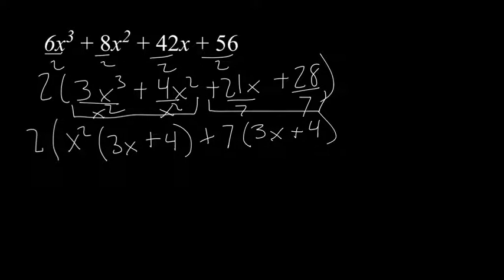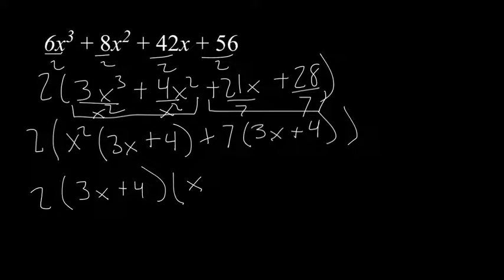Surprise, surprise. Now, you'll notice that we did end up getting the binomials in the parentheses here to be the same. So we're going to factor that out. And that's going to give us 2 times the 3x plus 4 times what's left over as a second factor there, x squared plus 7. And that would be my final answer.